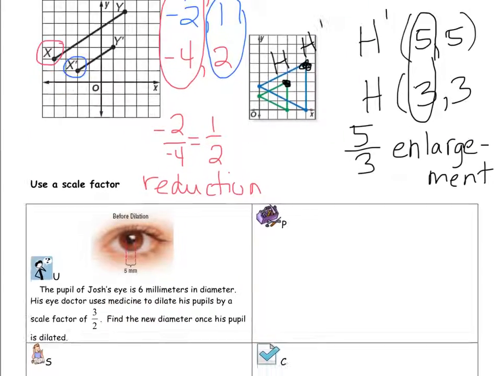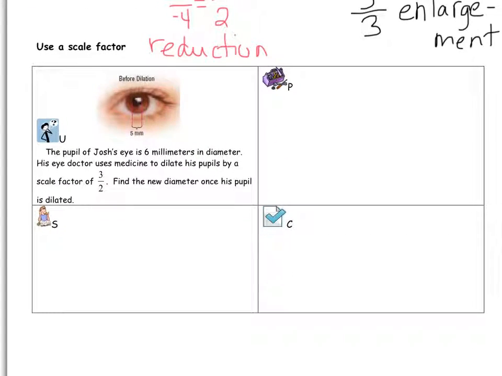So now let's look down here. Sometimes you'll have a couple word problems, and we're talking about a dilation here that says the pupil of Josh's eye is 6 millimeters in diameter. His eye doctor uses medicine to dilate his pupils by a scale factor of 3/2. Find the new diameter once his pupil is dilated.